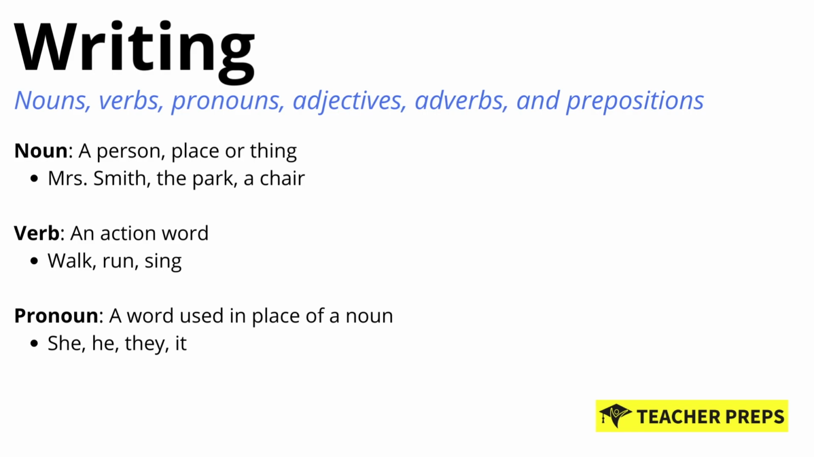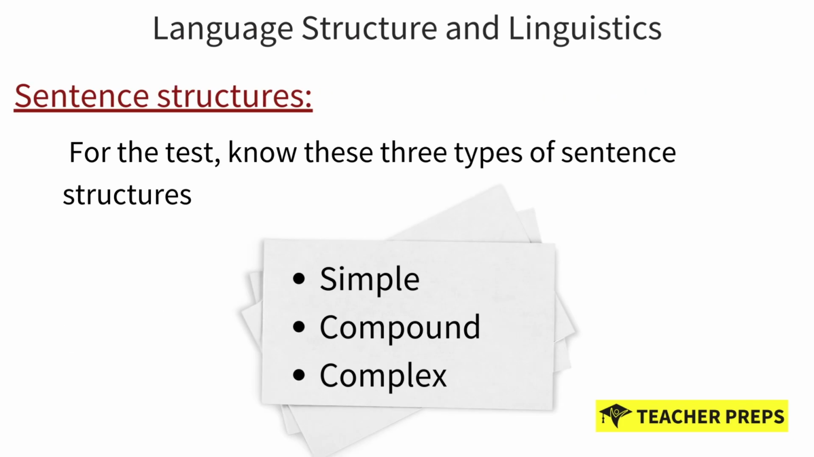Now we have nouns, verbs, pronouns, adjectives, adverbs, and prepositions. A noun is a person, place, or thing. For example, Mrs. Smith, the park, a chair. A verb is an action word. Walk, run, sing. Next, we have a pronoun. That is a word used in place of a noun. She, he, they, it.